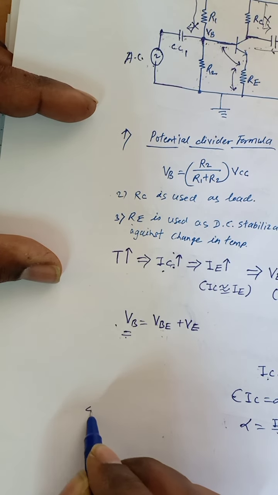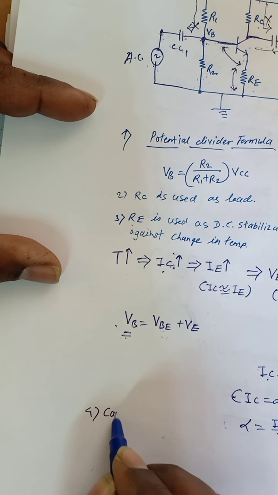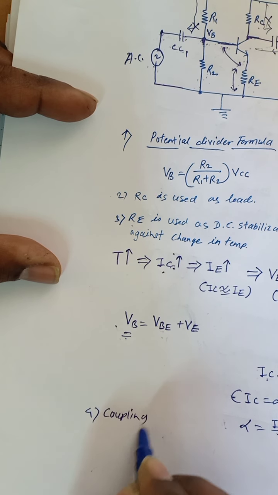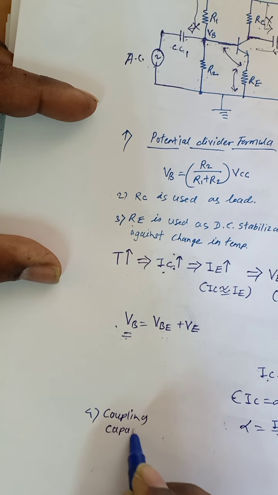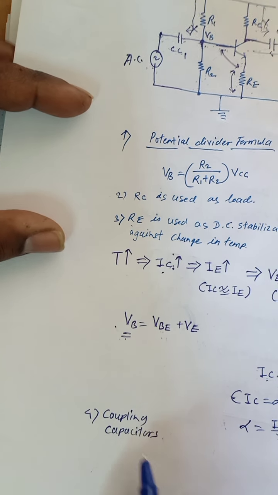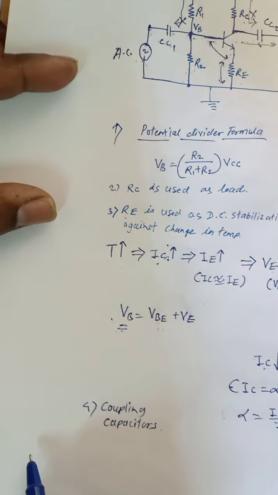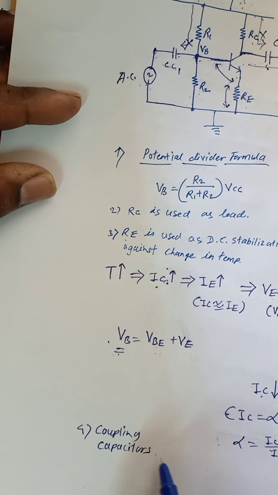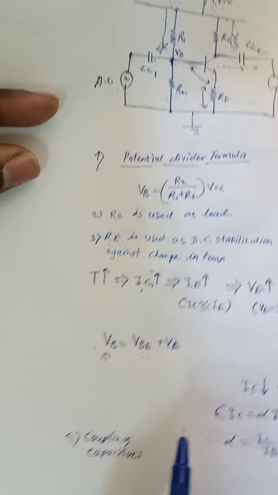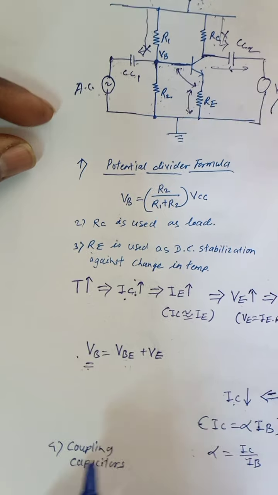So the fourth component is the coupling capacitors. These coupling capacitors only pass AC and block the DC. So this is the use of the coupling capacitor.